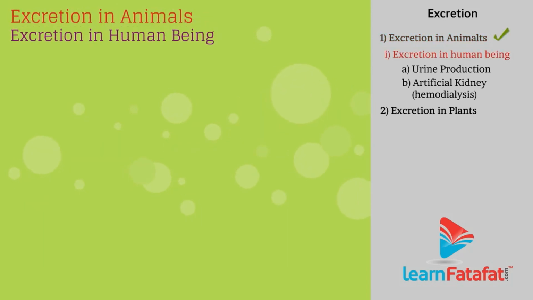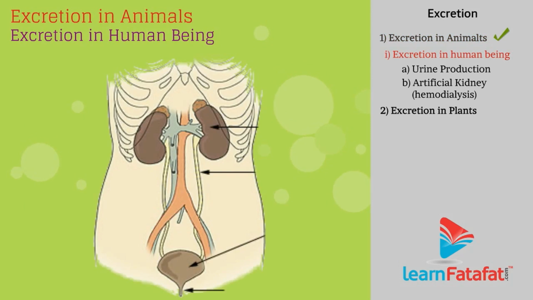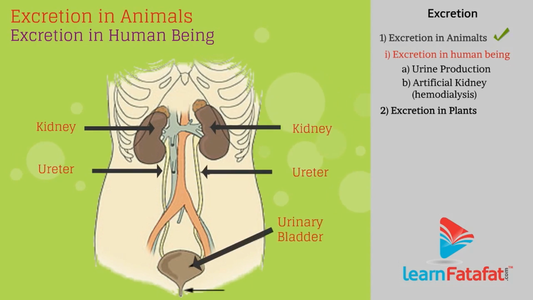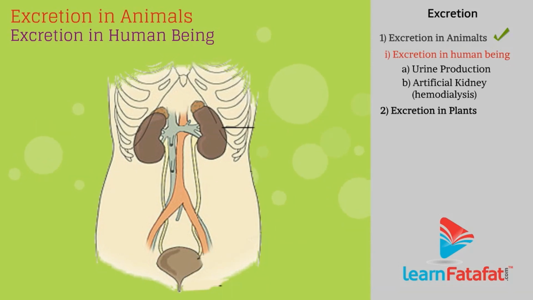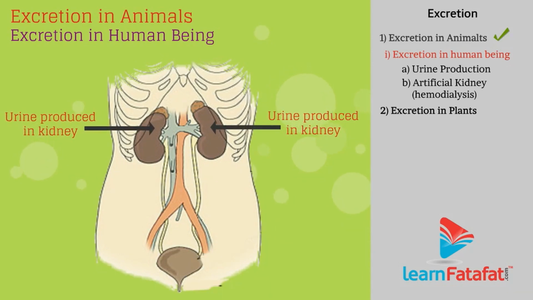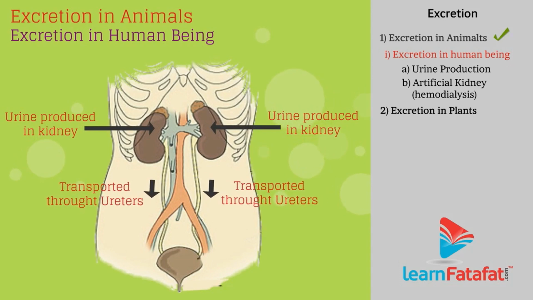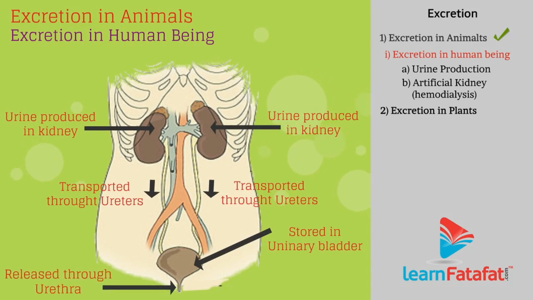Excretion in human beings. The excretory system of human beings contains a pair of kidneys, a pair of ureters, urinary bladder and urethra. Urine produced in kidneys is transported through ureters and stored in the urinary bladder, and then it is released through the urethra.